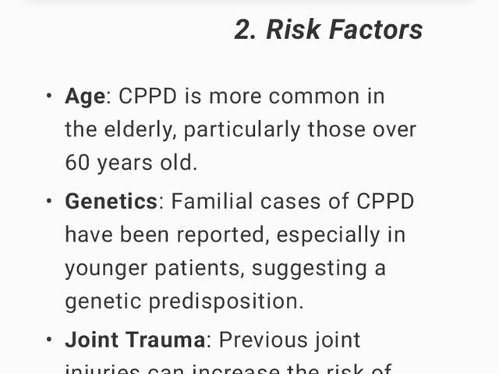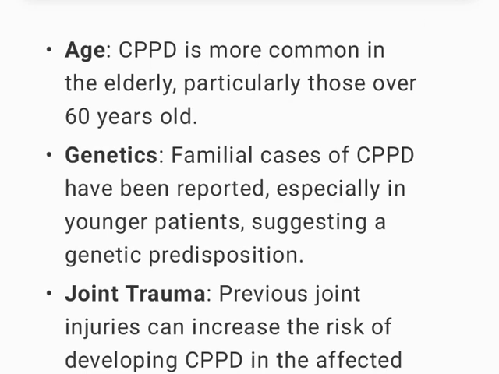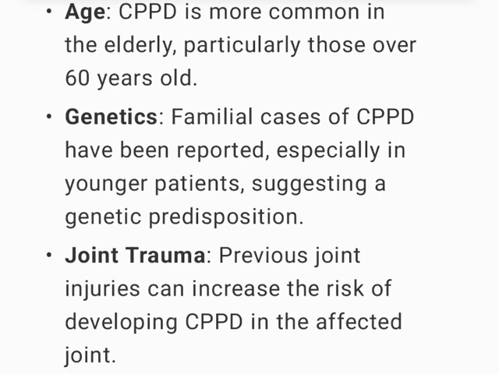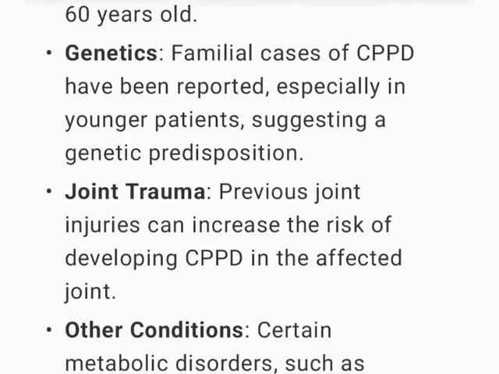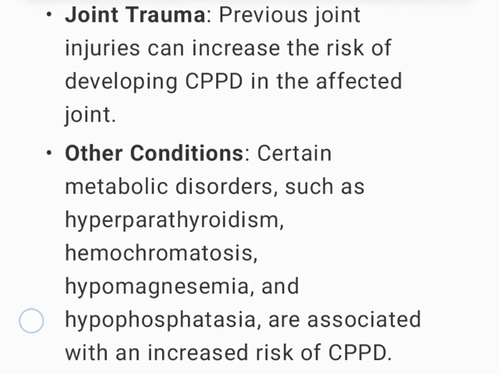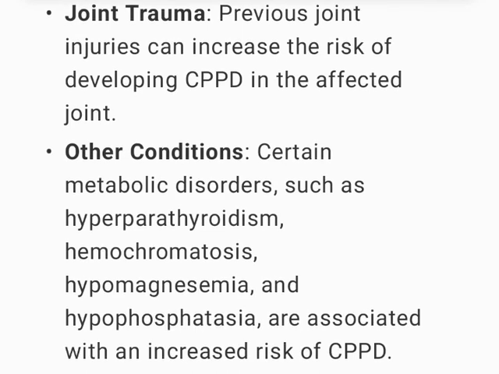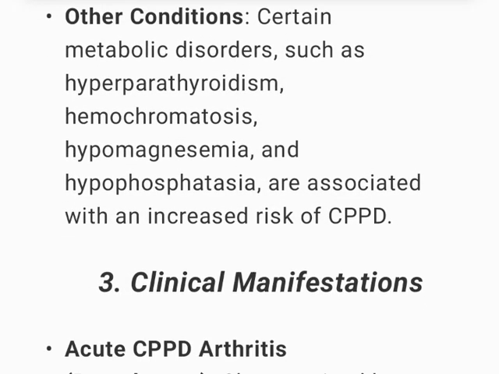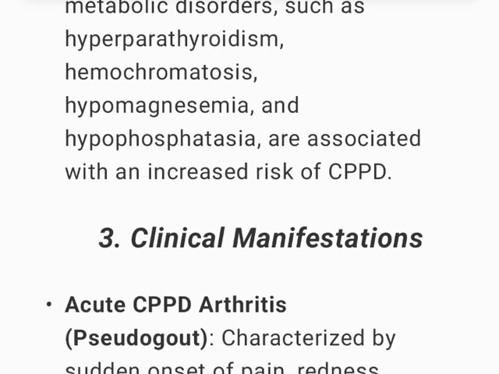2. Risk factors. Age: CPPD is more common in the elderly, particularly those over 60 years old. Genetics: Familial cases of CPPD have been reported, especially in younger patients, suggesting a genetic predisposition. Joint trauma: Previous joint injuries can increase the risk of developing CPPD in the affected joint. Other conditions: Certain metabolic disorders such as hyperparathyroidism, hemochromatosis, hypomagnesemia, and hypophosphatasia are associated with an increased risk of CPPD.